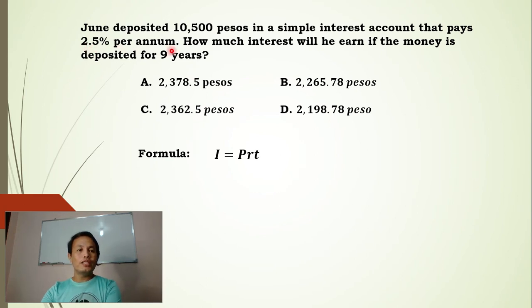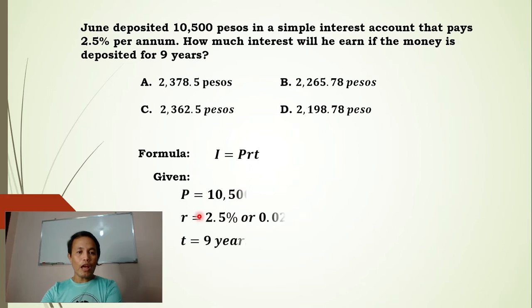So, to identify the given, our principal of course is 10,500. The rate is 2.5%, so we need to change this percentage to decimal. We have 0.025. We will be substituting using this decimal to our formula. And of course, since the money is deposited or invested in 9 years, our time is 9 years.